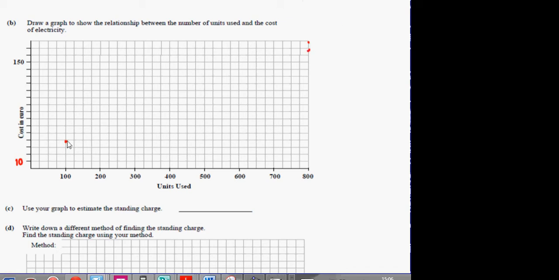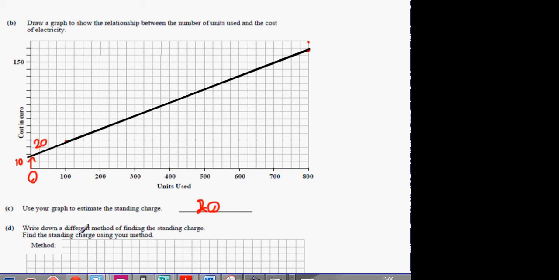So, does that go through the origin? No. Okay, guys. Use your graph to estimate the standing charge. Do you know what the standing charge is? It's the charge you get without even using any electricity. And where do you think it should be? At 20 euro. Because when you've used no electricity, it still costs you 20 euro.